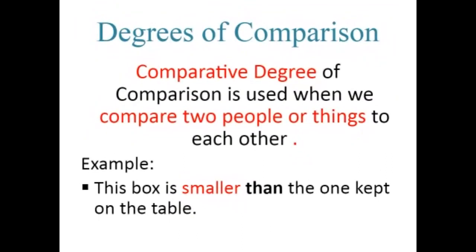Now, if you carefully see this, I have put the word than in bold, right? So whenever you use the comparative degree, you will always find this word in the sentence. This is because we are making the comparison between two things or two people. Also, I have placed the word smaller in red color. This is because it is the comparative degree, right? Let's move on to the next one.